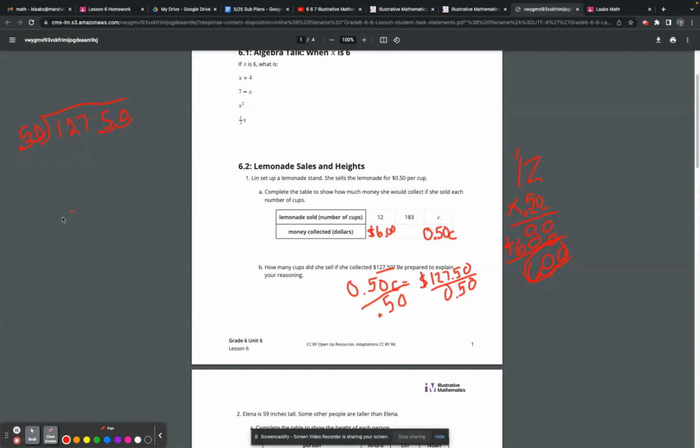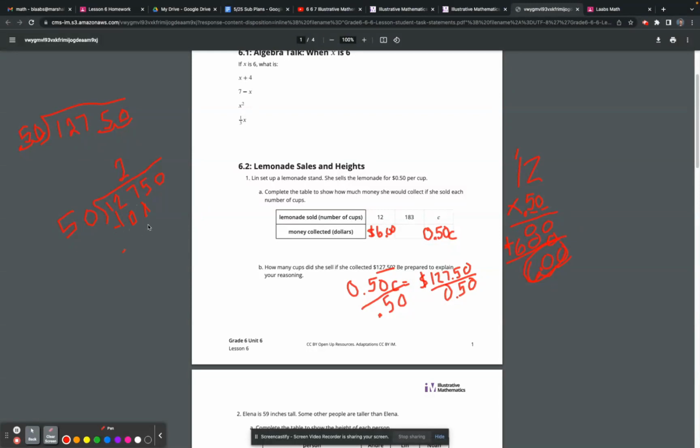So then I would set it up as 50 divided by 12,750, because that is an equivalent equation. So that answer will match what that answer would be. 50 doesn't go into 1, 50 doesn't go into 12, so I'm going to ask how many times does 50 go into 127? Goes in there twice. 2 times 50 is 100.